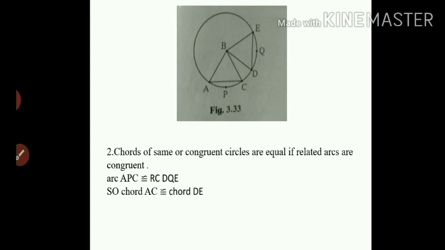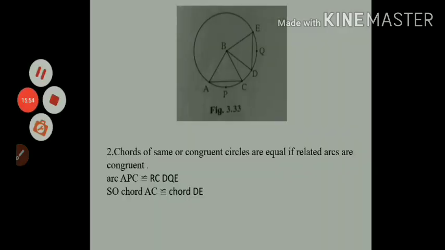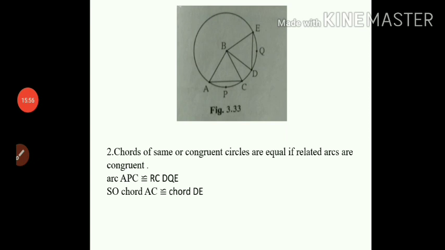You can see again a circle with center B. Again you can see there are two chords AC and DE, and two arcs APC and DQE. Here it is given that arc APC and arc DQE are congruent. So chord AC and chord DE will also be congruent. That is, chords of same or congruent circles are equal if the related arcs are congruent. Now this was the basic for 3.3.